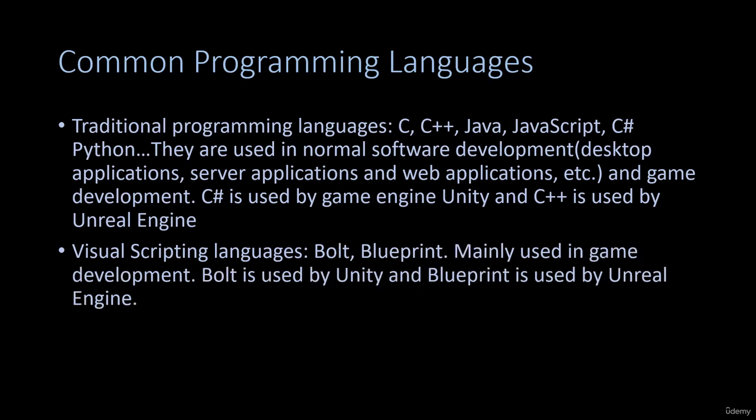There are also visual scripting languages like Bolt and Blueprint. They are mainly used in game development to make game development or game prototyping easier. Bolt is used by Unity and Blueprint is used by Unreal Engine.